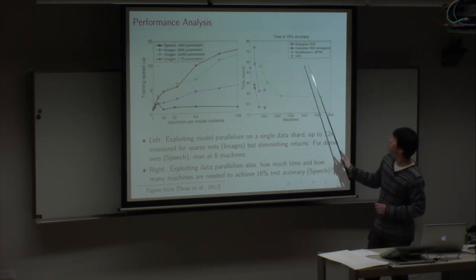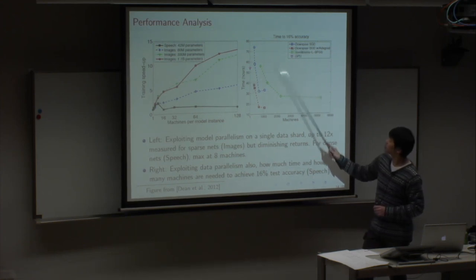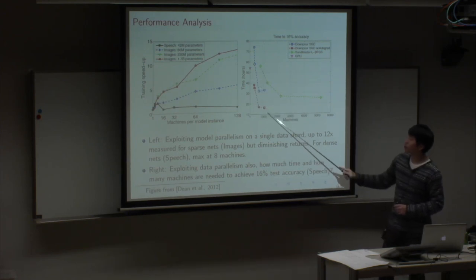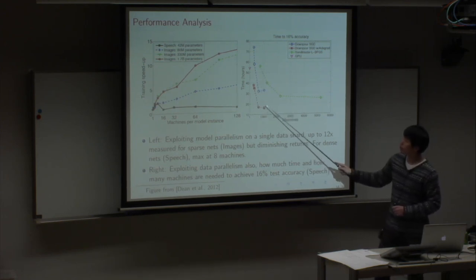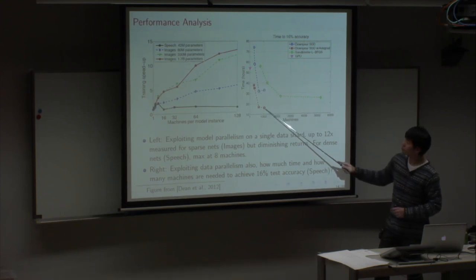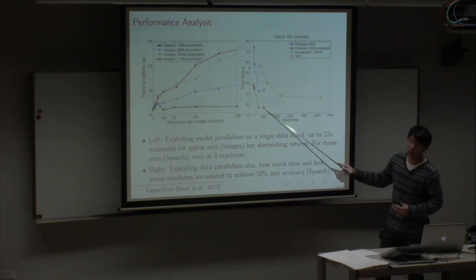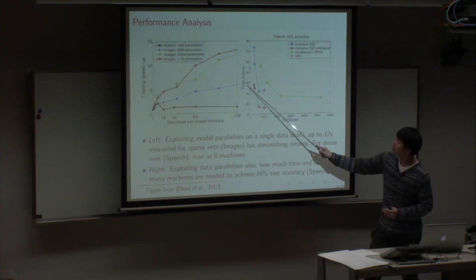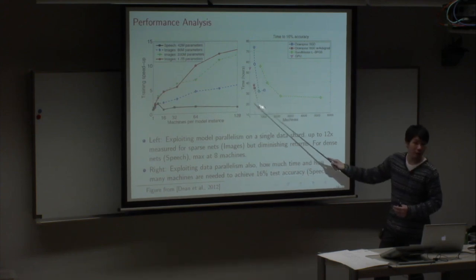Now, if I use, say, the asynchronous SGD, so let's look at this red curve, that's asynchronous SGD. I can use up to 1,000 machines there. So if I use 1,000 machines, I can finish training in less than 20 hours. But if I don't have 1,000 machines, I have 100 machines, maybe I'll finish training in about 40 hours. So this is how to view the curve.